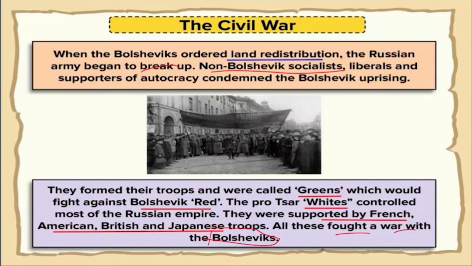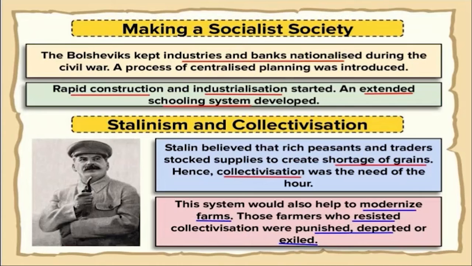Okay. Moving towards the last part of the chapter, that is making a socialist society. So the Bolsheviks kept all the industries and banks nationalized during the Civil War. They did not remove the April Theses. They said, okay, whatever it is, we will keep the banks nationalized. We have to keep it going on, and the process of centralized planning was even introduced now. There was rapid construction and industrialization. People started to quickly set up industries. Work was done, production was very good, and it extended the schooling system also.